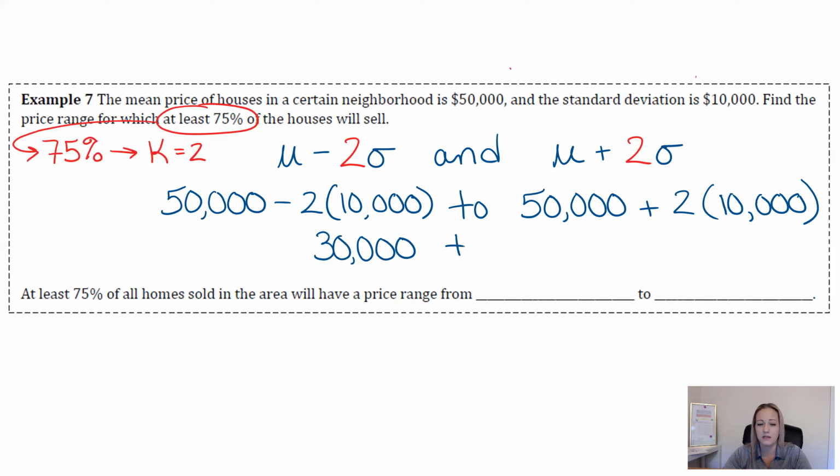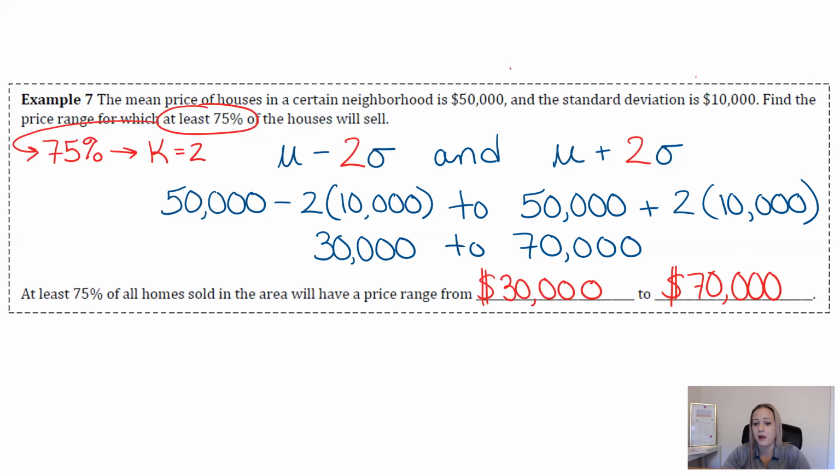So 50,000 minus 20,000 is 30,000. 50,000 plus 20,000 is 70,000. So that tells us that the price range for which at least 75% of the houses will sell will range from $30,000 to $70,000.